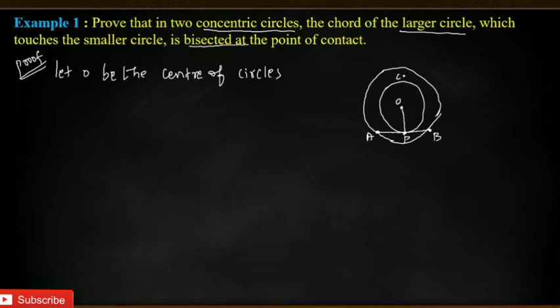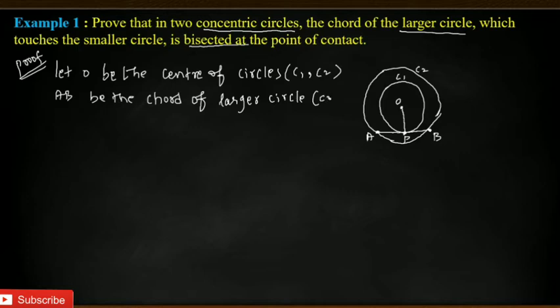We have two circles, that is circle 1 and circle 2. So O is the center of the circles. The circles I have named C1 and C2. Both I am telling, this is called concentric circles. Okay, and next, AB is a chord. So AB is the chord of the bigger circle, the larger circle. The larger circle I have given the name C2.